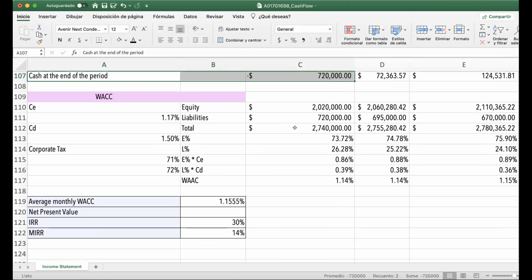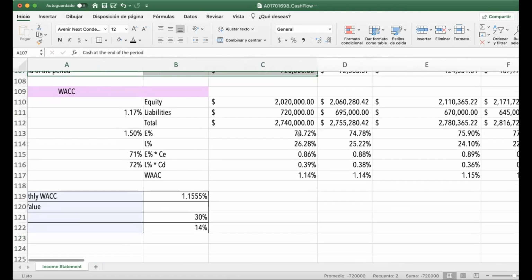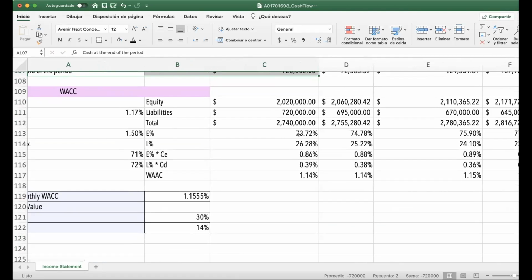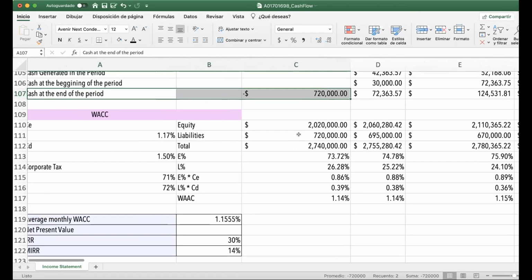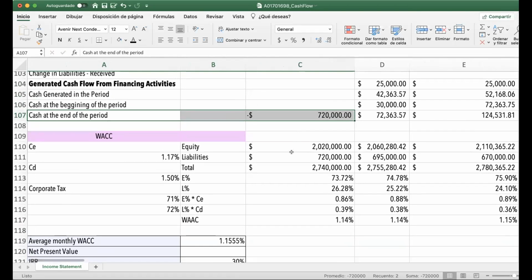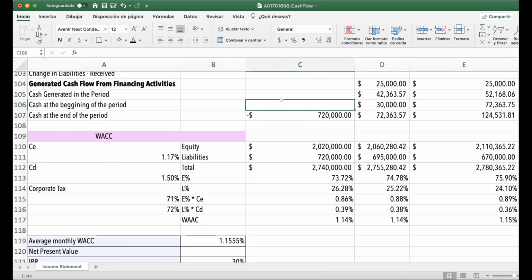What is the question? Go ahead. Is it okay if I don't have the last two? Can you go up a little bit, please? If I don't have the cash at the beginning and at the end in my Excel? In your Excel, it's okay. The reason why I put that there is for you guys to review that your cash flow was correct.